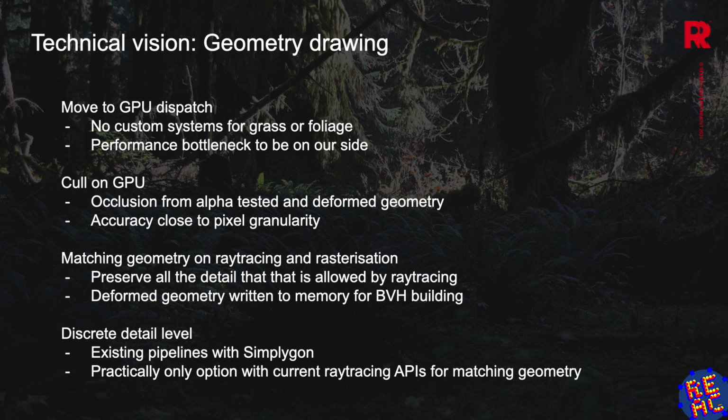Ray tracing setup we didn't want to change from Control. We would still use matching geometry on ray tracing and rasterization. The reasoning is that we don't want to lose the lighting precision gained by accurate global geometry access by ray tracing. This means that all the deformed vertices need to be written into memory for BVH building. The current state of ray tracing APIs also means that the only practical way to match geometry is to use discrete LODs. We also didn't want to redo LOD pipelines for this game, as it didn't seem absolutely necessary.